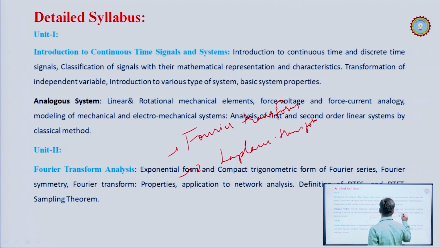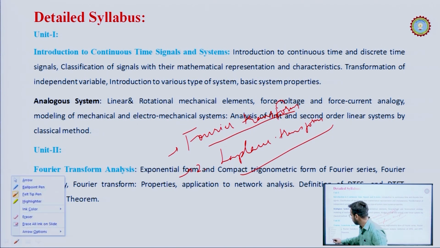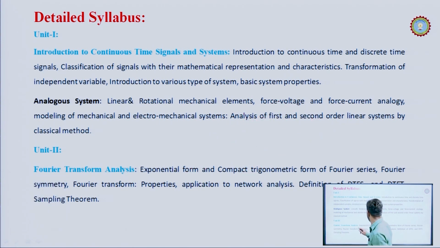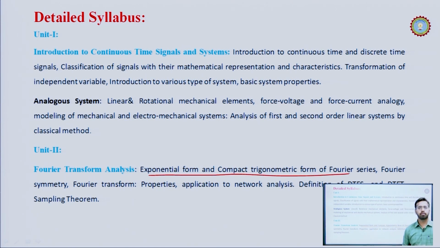So, these are the various tools which help us in having a frequency analysis of a system. If we are analyzing a signal which has some frequency and we are trying to do its frequency analysis, then these are the various methods which will help in doing it. So, in Fourier transform analysis, there are various forms of representing: exponential form, compact form.